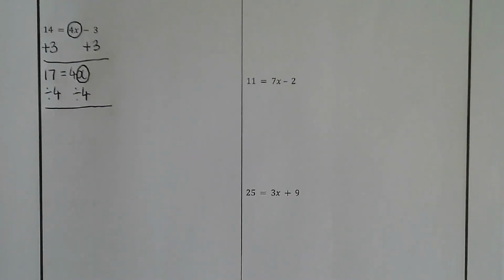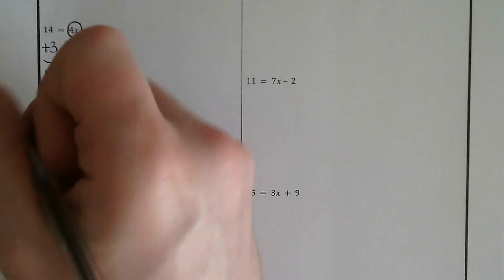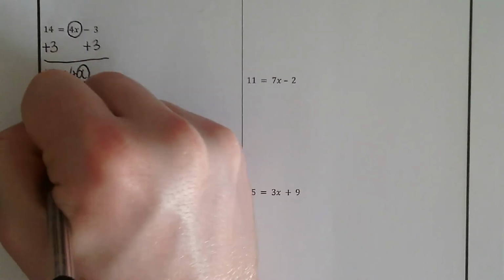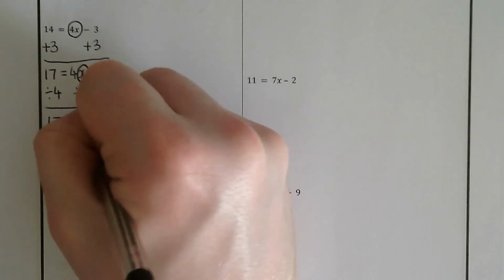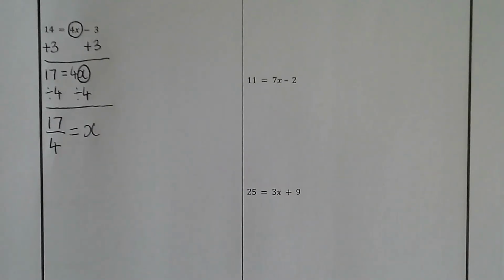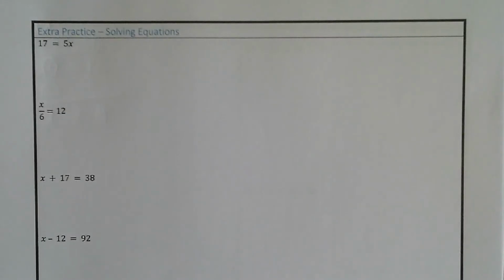Here we need to do 17 divided by 4, but again, 4 doesn't go into 17, so we're just going to leave this as a fraction of 17 divided by 4, and that will be equal to x. So our answer here is 17 over 4. Now have a go at the 5 questions on the right hand side and then mark your answers. The next page doesn't have any examples, but it has some extra questions for you to practice. Again, have a go at these questions and then mark your answers.